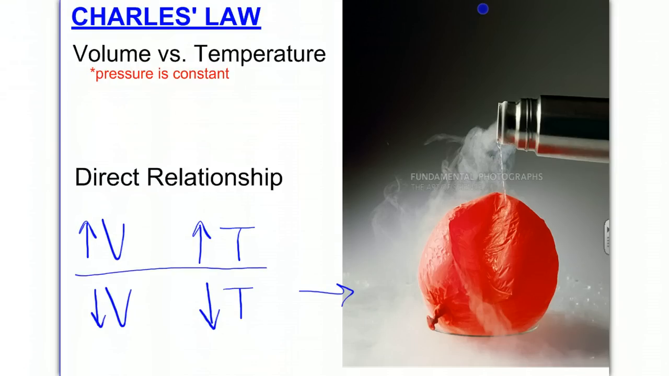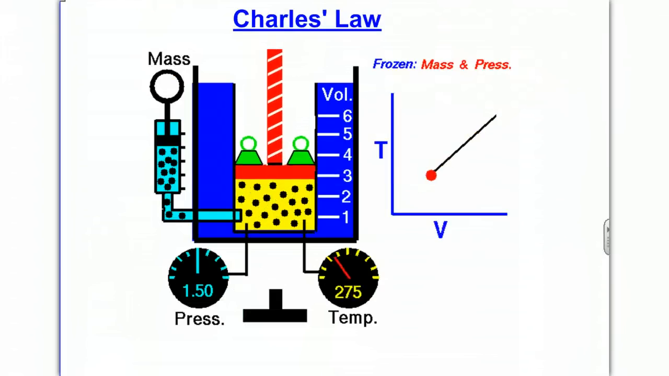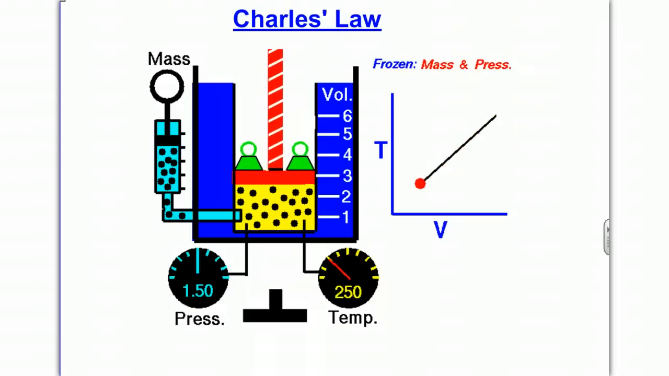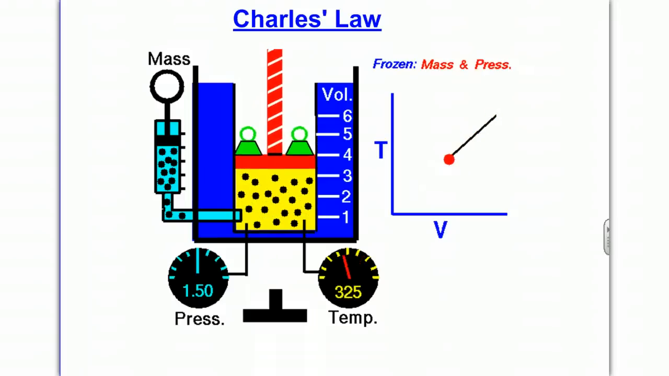And so you'll notice that liquid nitrogen is being poured onto the balloon, which is causing it to become cooler, and therefore the balloon is getting smaller. So we are decreasing the temperature, and therefore the volume is decreasing as well. So here's Charles's law. The graph will look like a straight diagonal line to show the direct relationship.